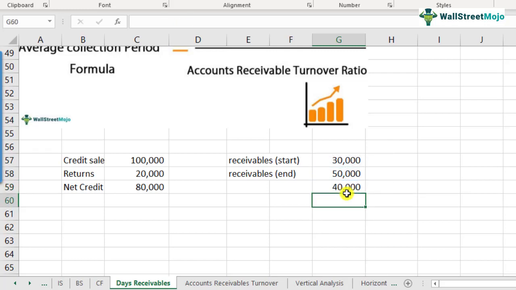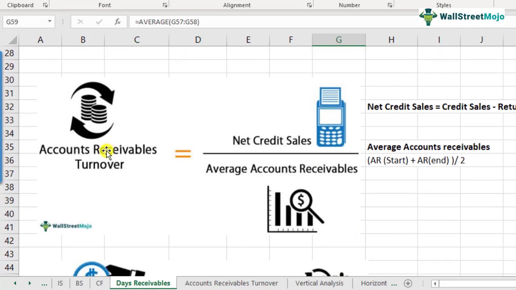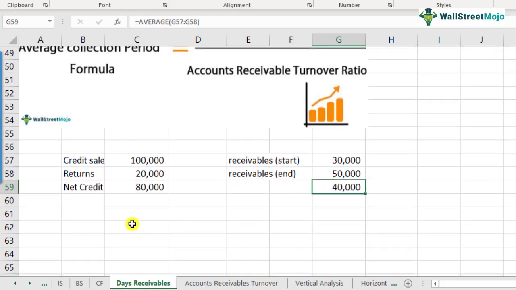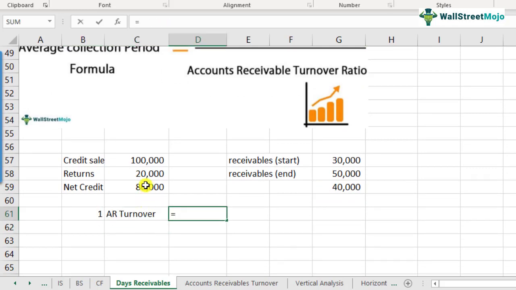And what we get here is the average receivables as 40,000. So net credit sales is 80,000, average receivables is 40,000. So how do we calculate the receivables turnover? Net credit sales divided by your average accounts receivables. Okay, so here we have step one, accounts receivables turnover calculation, that is equal to 80,000 divided by your 40,000. So what we get is 2.